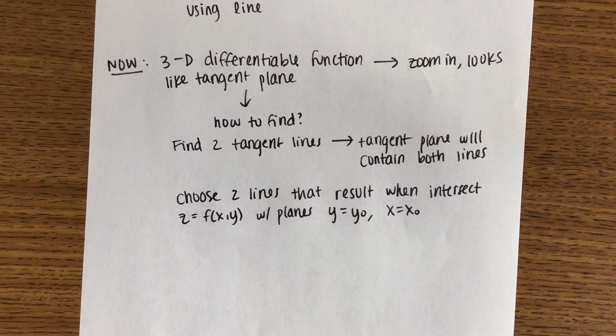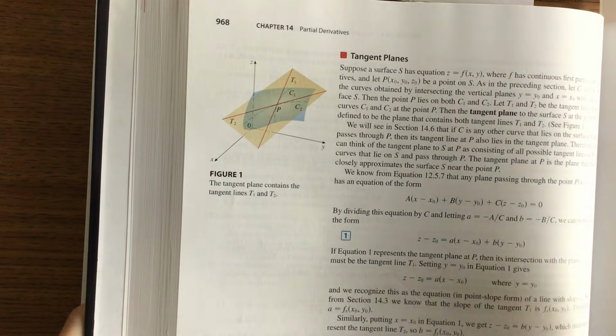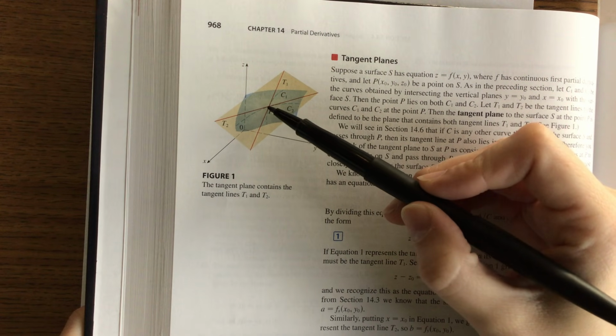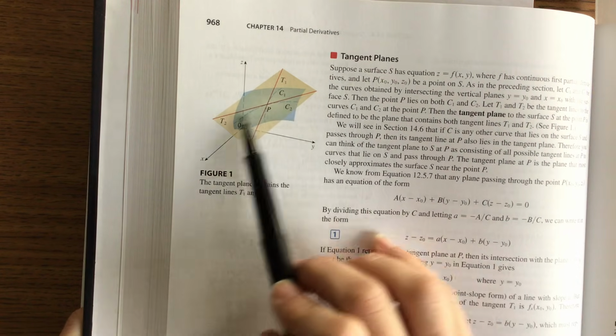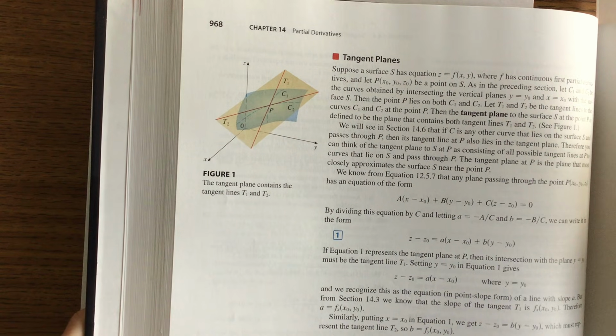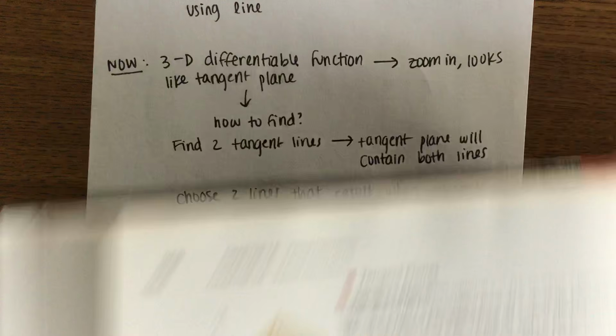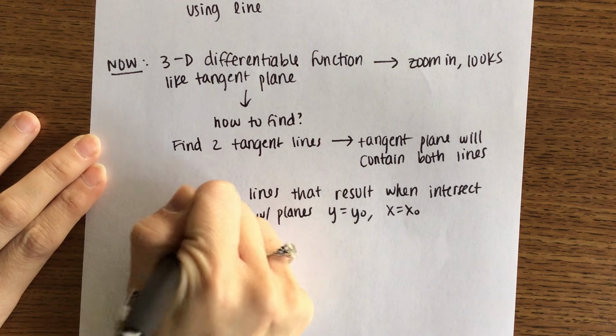I'm not going to draw you guys a picture because you always make fun of my pictures, so I'll show you a picture. This is in your book. So let's say this is the point that we're interested in. We're going to have one line, other line, and then that yellow plane, that's the tangent plane. With me? Okay, great.